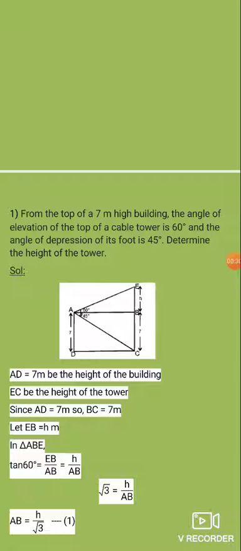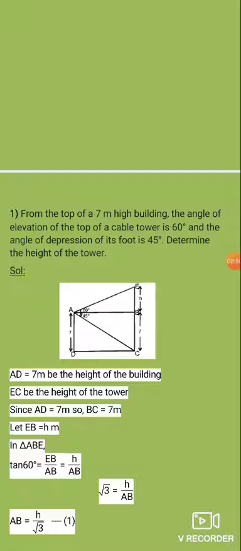Now the first question. From the top of a 7-meter high building, the angle of elevation of the top of a cable tower is 60 degrees and the angle of depression of its foot is 45 degrees. Determine the height of the tower. So listen carefully to the figure.